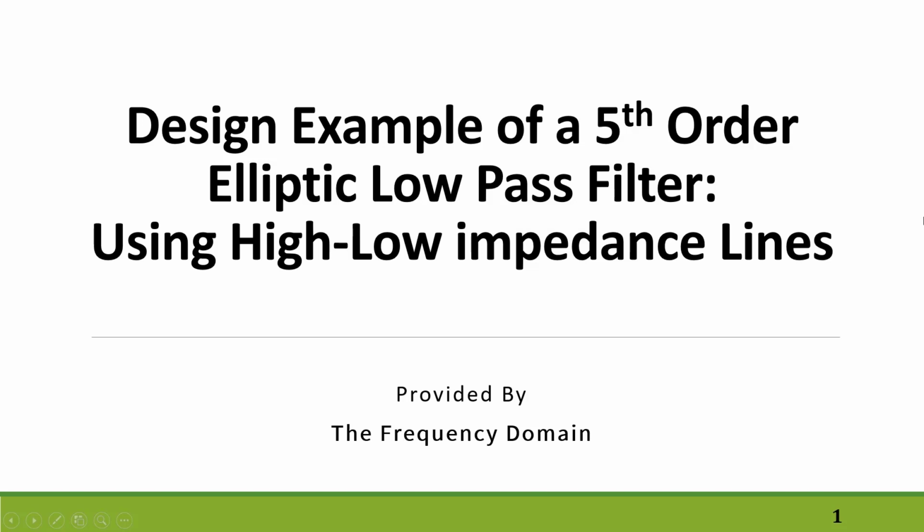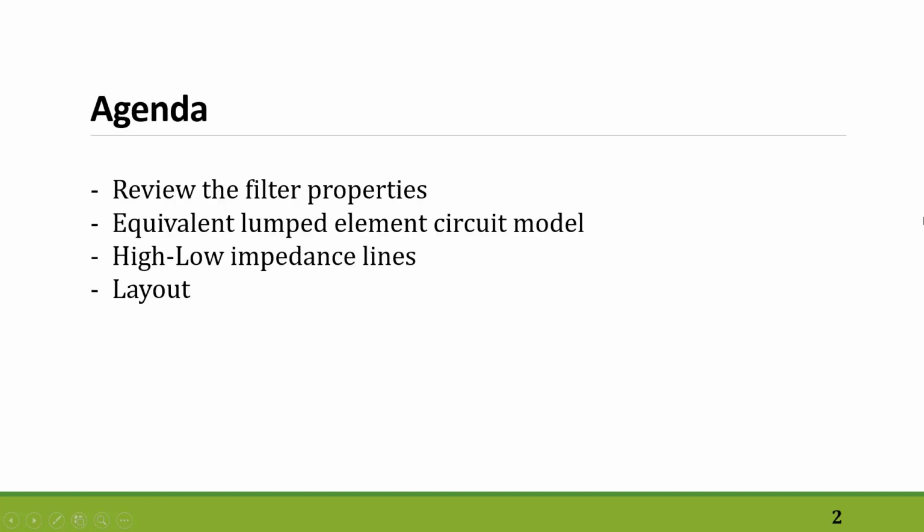In this episode, we are going to design a fifth order elliptic low-pass filter using high-low impedance lines. We are going to start by reviewing the filter properties. Then we will introduce the equivalent lumped element circuit model of the filter. Next, we will see how we can use high-low impedance lines to design a low-pass filter. And finally, we are going to use the ADS software to develop the layout.